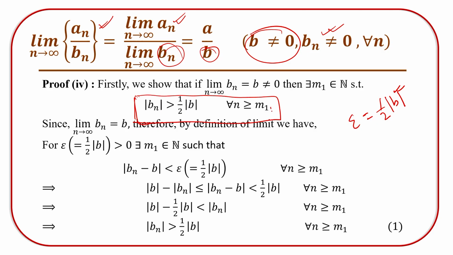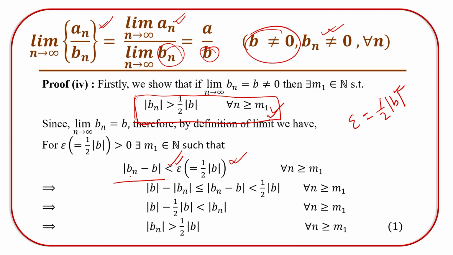So for a natural number m1, with n greater than or equal to m1, now we calculate |b_n - b|. Since b_n is a converging sequence with limit b, |b_n - b| is less than epsilon by definition, and this epsilon is nothing but half of |b|.